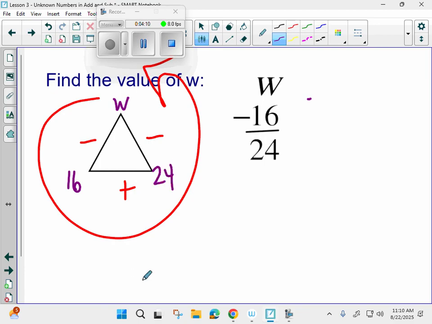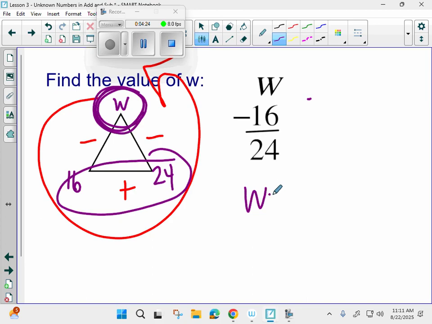Now, the inverse operation of subtraction is addition. That's how we solve this problem. And I'm going to read it the same way now. This tells us if I want to find W, what do I have to do? Add. So W is equal to 16 plus 24, which is what, everybody? 40. Great job.